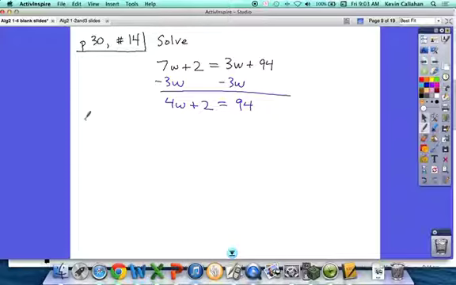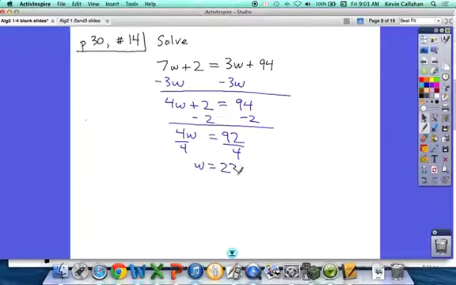Okay, now we need to get the constants on the other side, right? Not with the side with the variable. Subtract 2. So 4W equals 92. Okay, at that point, it's a one-step problem. What are you going to do to solve it? Divide by 4. So W equals 23.